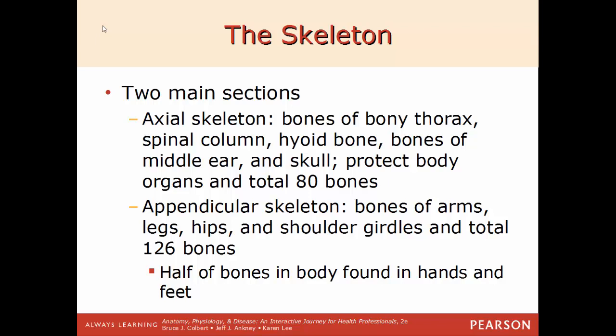Everything else is included with the arms and the legs. Your arms and legs are called appendages, so they're classified under the appendicular skeleton. So the arms, legs, shoulder girdles, hips. These total about 126 of the bones. And then half of the bones in your body are found just within your hands and your feet.